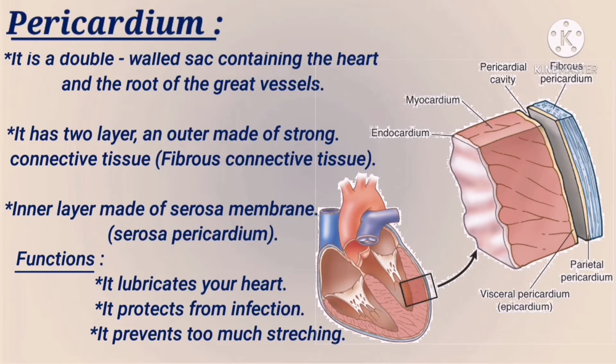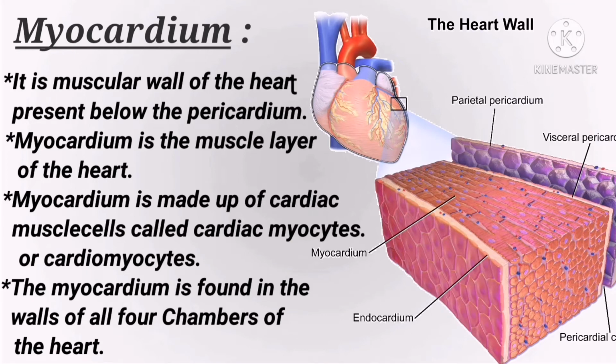Next, myocardium, the middle layer of heart. Myocardium is the muscular wall of the heart present below the pericardium. Myocardium is made up of cardiac muscle cells called cardiac myocytes or cardiomyocytes. Myocardium is found in the wall of all four chambers of the heart. That is right atrium, left atrium, right ventricle, and left ventricle.